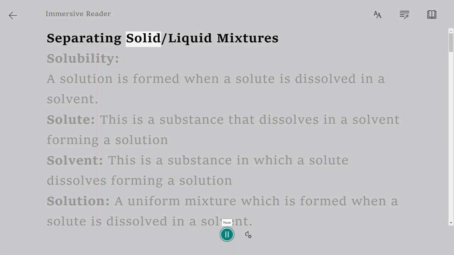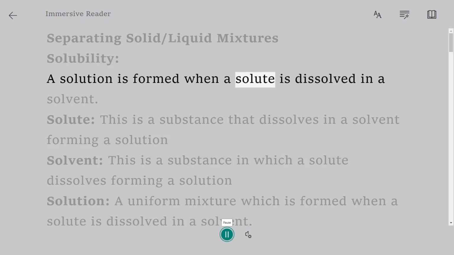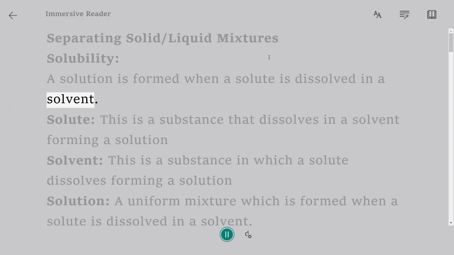Separating solid/liquid mixtures. Solubility. A solution is formed when a solute is dissolved in a solvent.